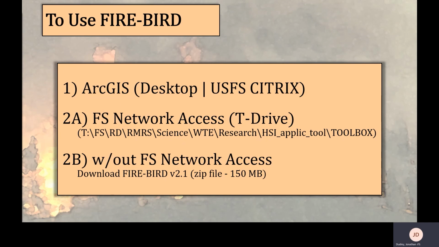You don't need extensive GIS experience to use Firebird. You do need access to ArcGIS either as desktop software installed on your PC or accessed via the Forest Service Citrix environment. If you have access to the Forest Service network, you can find the toolbox via the T-Drive path listed here. If you don't have access to the Forest Service network, you'll need to download the toolbox directly from the Firebird Tool website. Note that the current version is 2.1, which expands the models available for Lewis's woodpeckers. The GTR provides detailed descriptions and step-by-step instructions for using the tool from start to finish.